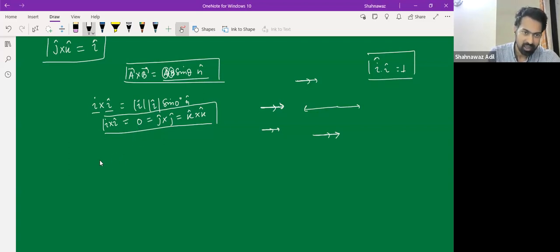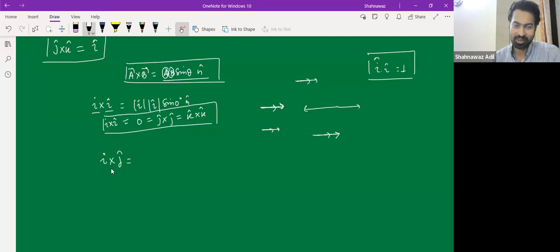Let me ask you, what would be I cross j? I was asking this one. I cross j is 0, Akif? Sir, because if we multiply, how should we say, I cap into I cap, then it will be 1, right? So it is different. So 0.